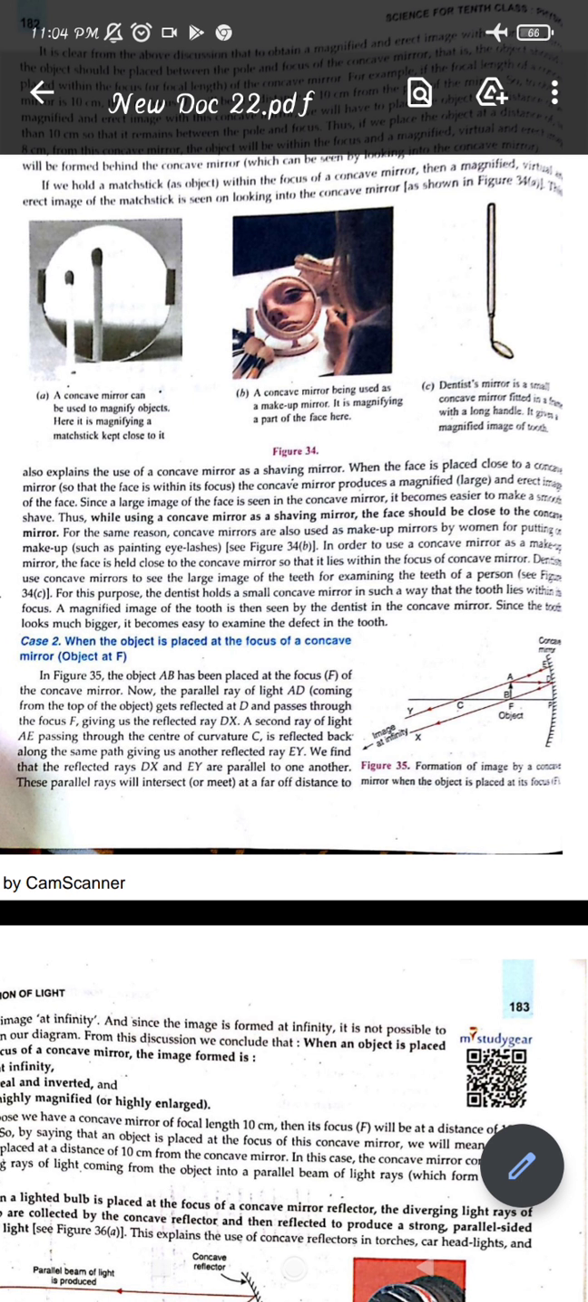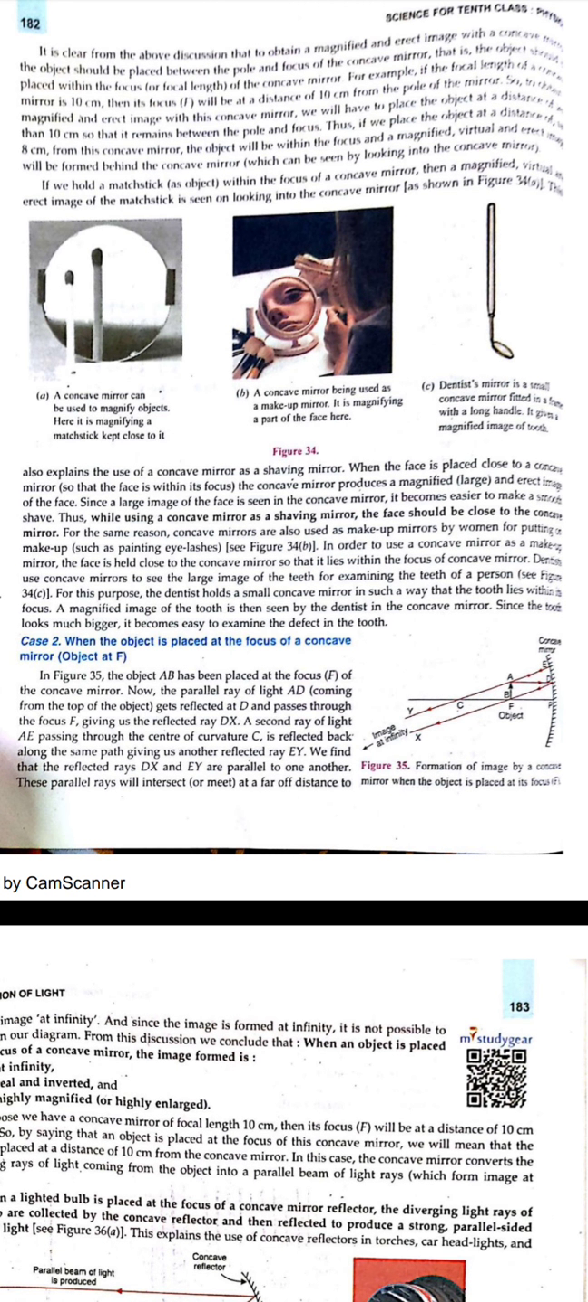Here also the object is magnified, and only then can we see it, like when we put on makeup or some lining. When we use it, we have to see the enlarged object, right? The image should be enlarged. After that is the dentist's mirror, a concave mirror placed at the end of a long handle. It is placed inside the mouth so that the dentist can see the magnified image of the teeth.